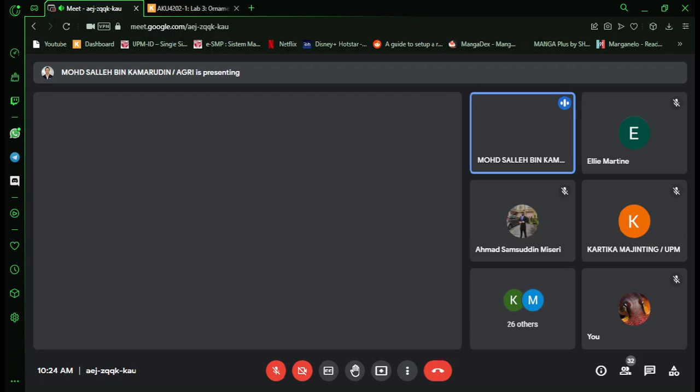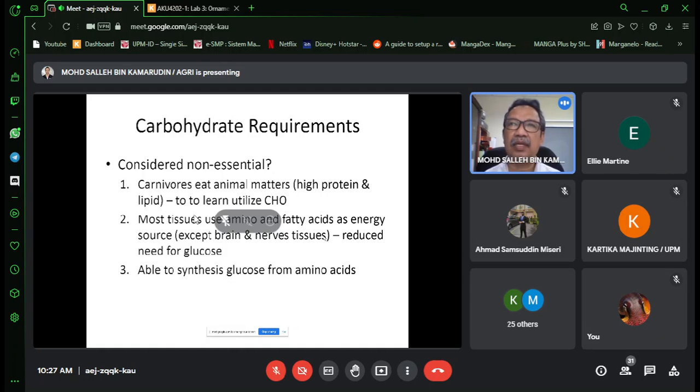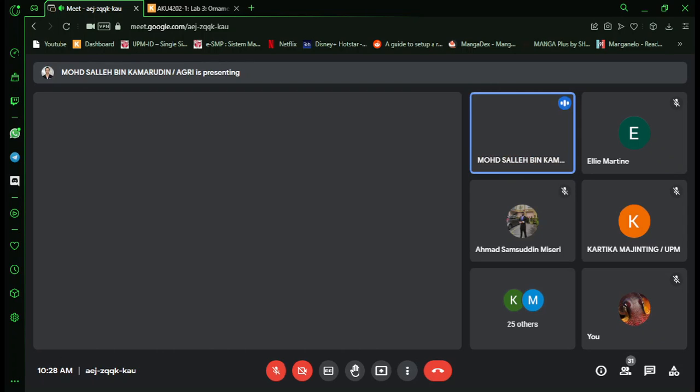In aquaculture, the carbohydrate is considered as non-essential, but some fish are able to utilize carbohydrate for growth, energy, and so on. So in fish nutrition, we are trying to utilize as much as carbohydrate in the feed, so that it will be used mainly for the energy, yeah. And by doing that, we will spare the protein, so that protein can be directly used for growth, yeah.